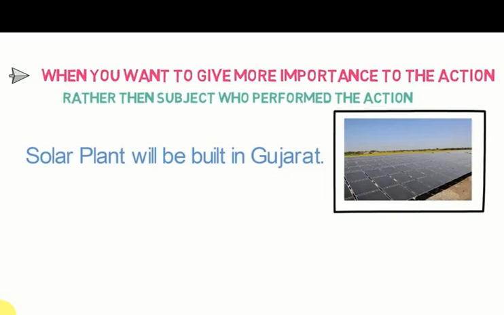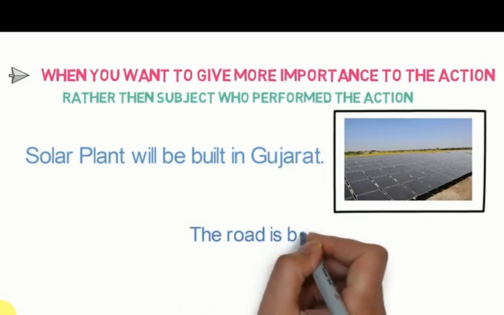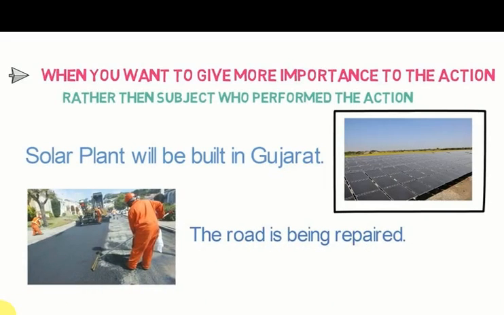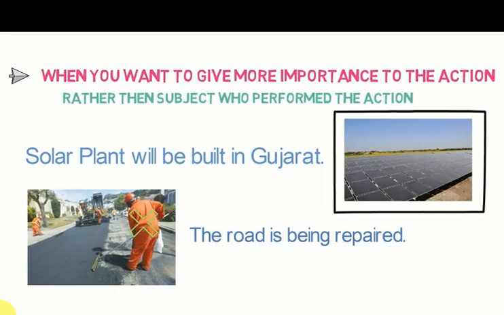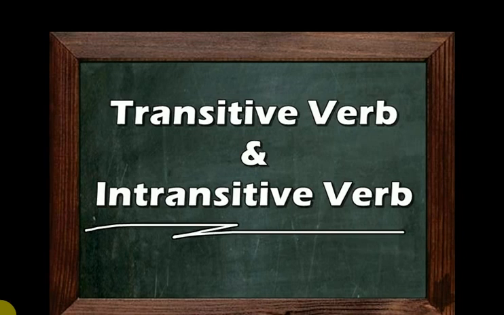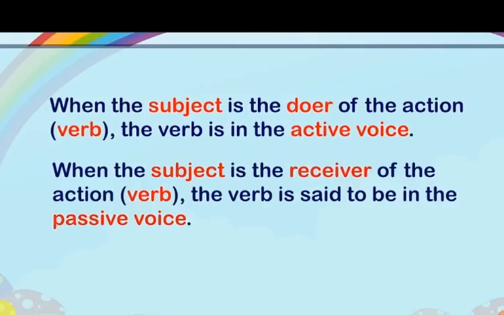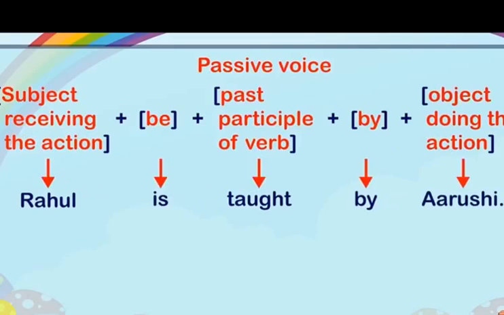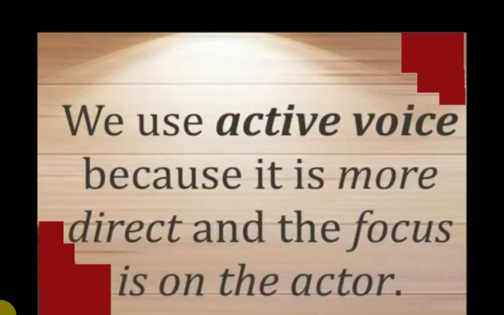Okay. Look at another example. The road is being repaired. Here also we are not interested in who is repairing the road. We are interested in the repair activity only. Okay, so when we want to give more importance to the action rather than the subject who performed the action, we can use the passive voice. Okay, so far we have seen what is voice, what are transitive and intransitive verbs, what is active and passive voice, the structure of active and passive voice, and when we can use them.